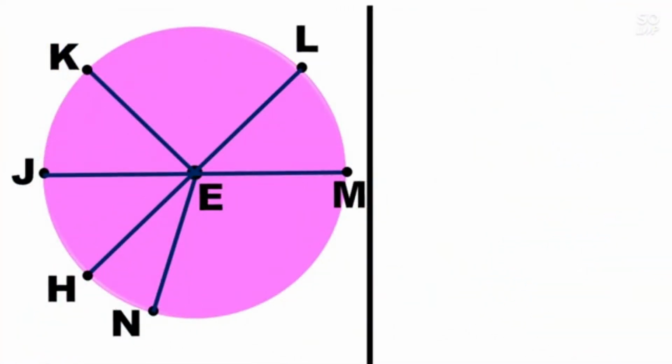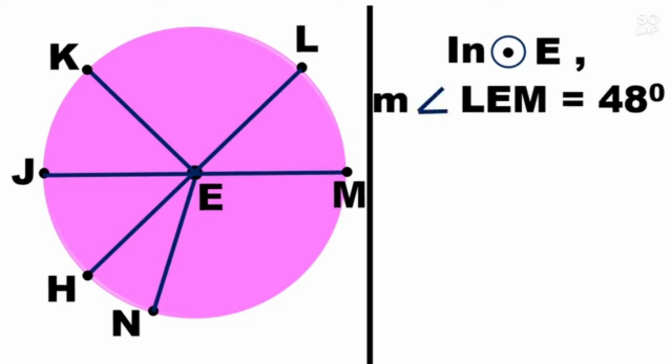Okay, example, this is our circle. Okay, meron tayong mga points on the circle. We have point G, K, L, M, N, H, and the center of the circle is point E. So, this is circle E. Okay, in circle E, the measure of angle LEM equals 48 degrees. Okay, so 48 degrees.